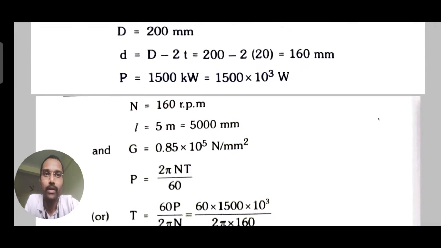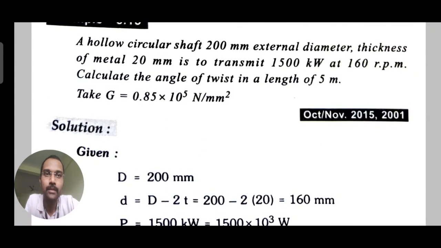So what we have to find out, what is being asked, let us see once again. Calculate the angle of twist. So we have to get the theta value.